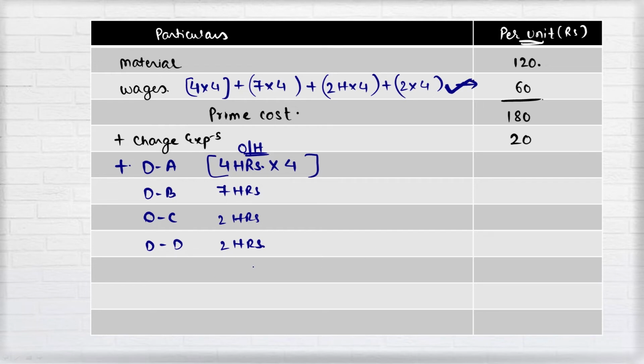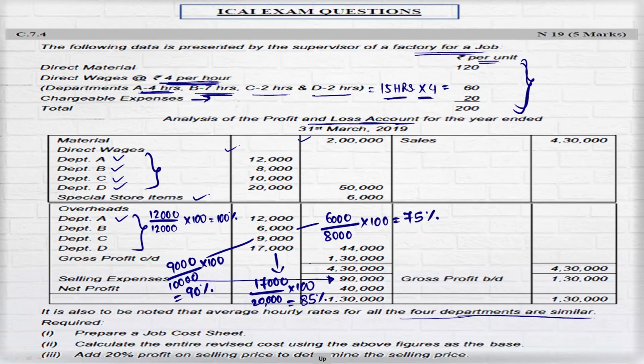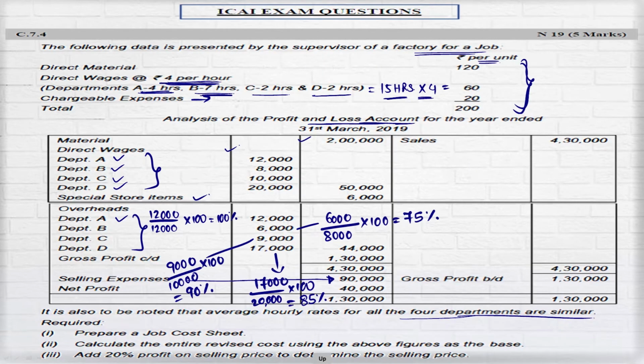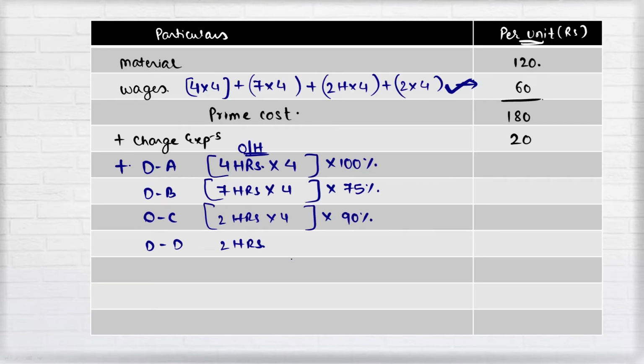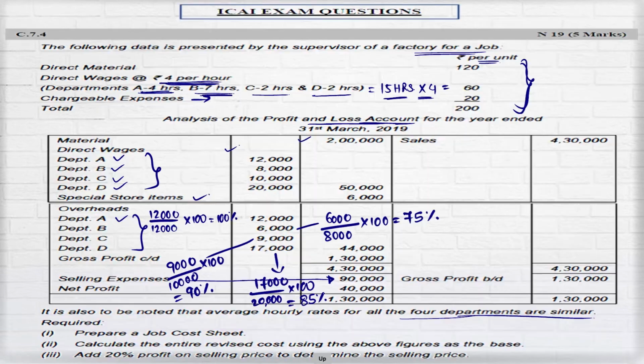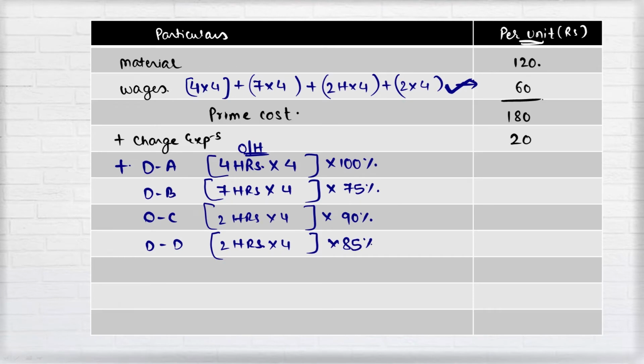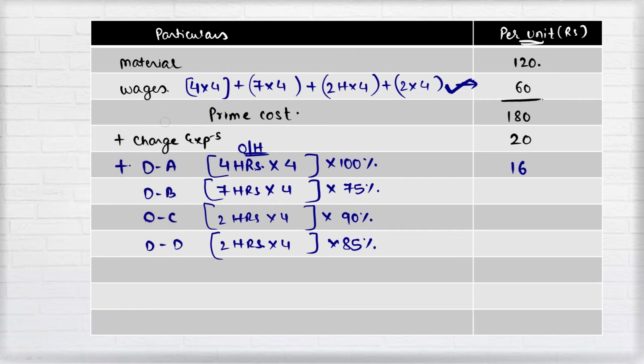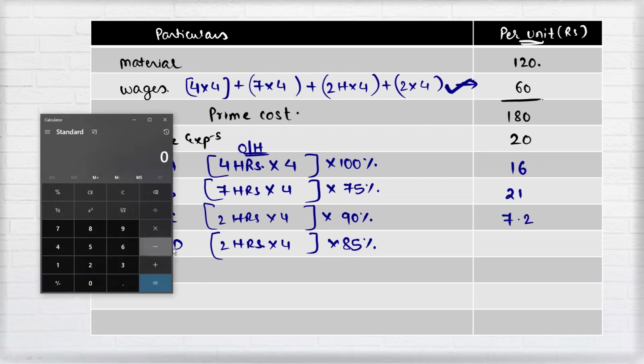Or wages is written. So this will be wages for department A multiplied by 100%, my overhead absorption rate. This will be wages in department B multiplied by 75%, my overhead absorption rate. These are wages in department C multiplied by 90%, the overhead absorption rate. This is wages in department D multiplied by 85%, the overhead absorption rate. This will be 16, 28 into 75%, 21, 8 into 90%, 7.2, 6 into 85%, 6.8.